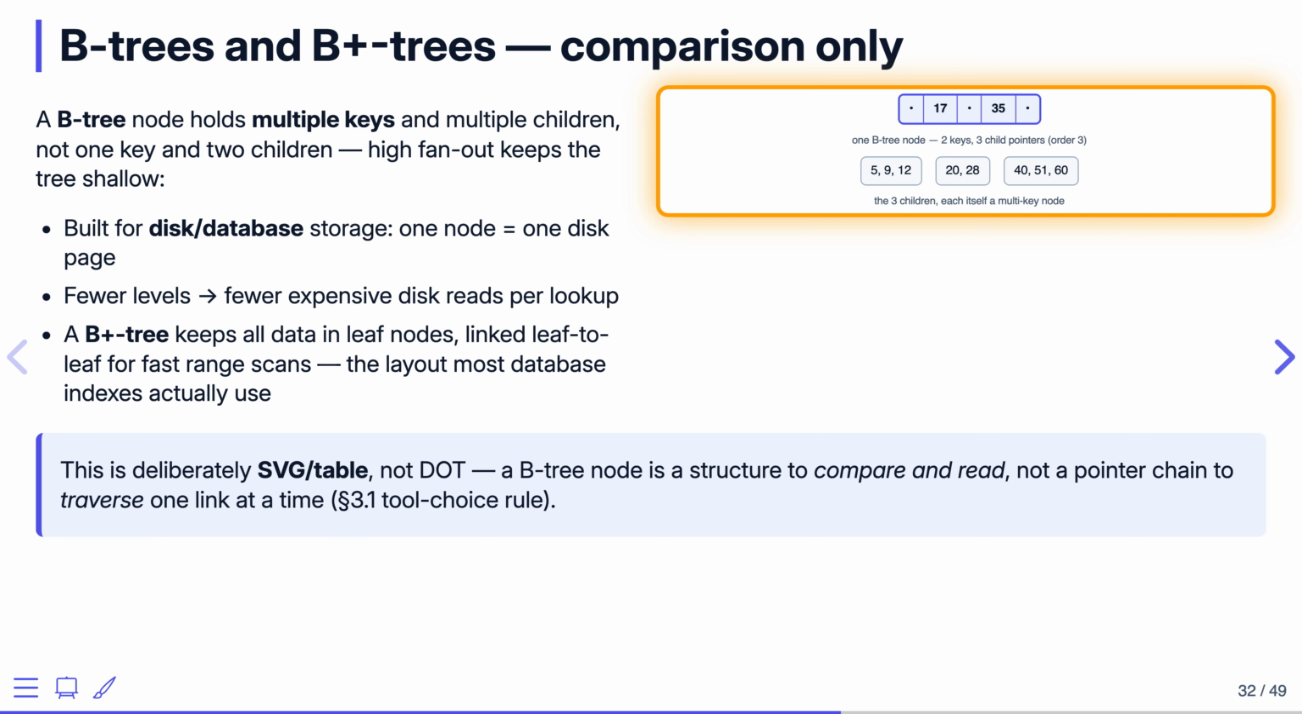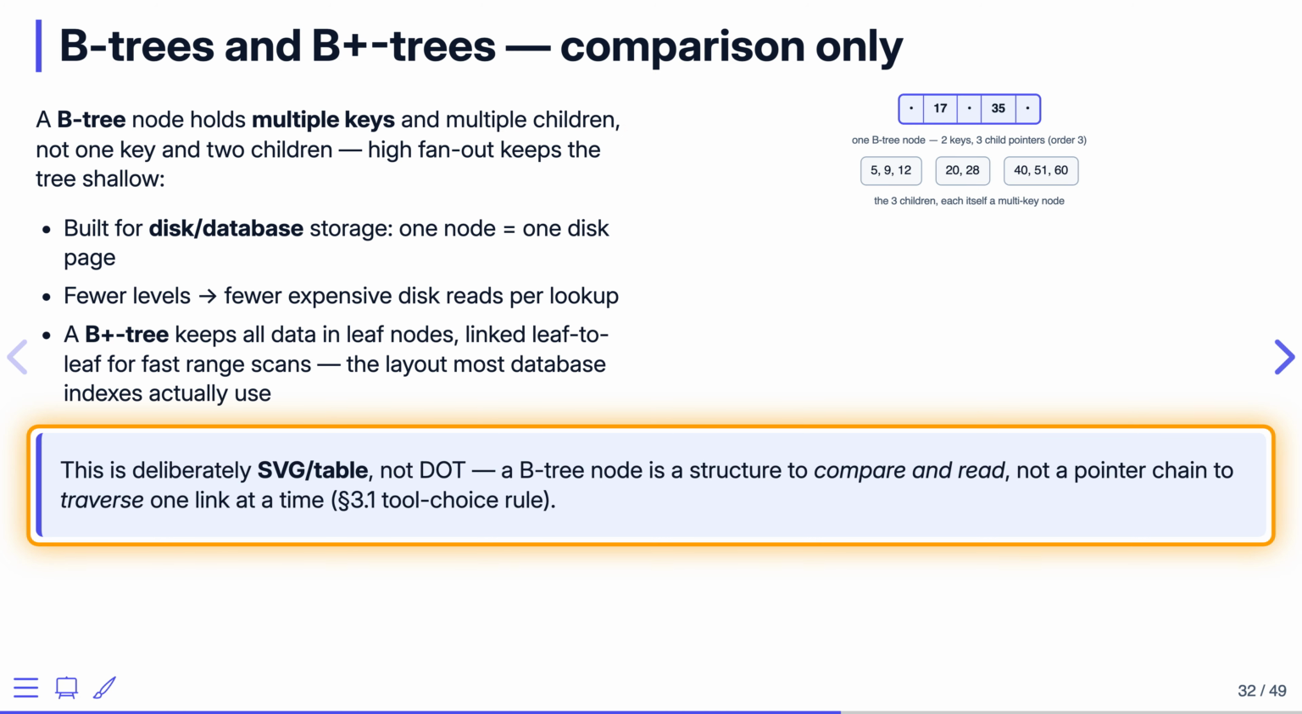The picture shows one B-tree node with 2 keys, 17 and 35, and 3 child pointers. Each child is itself a node holding several keys. Notice we drew this as boxes, not as a pointer diagram. A B-tree node is a structure you compare and read, not a chain you walk one link at a time.